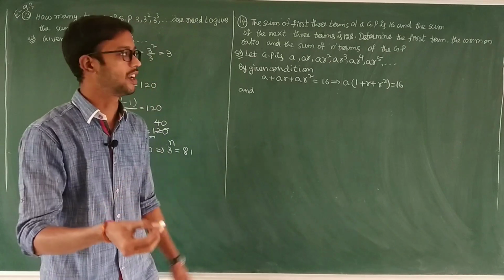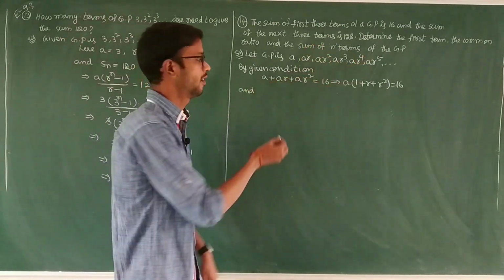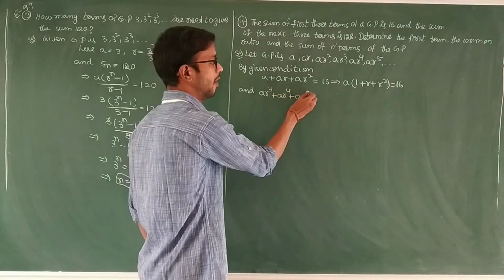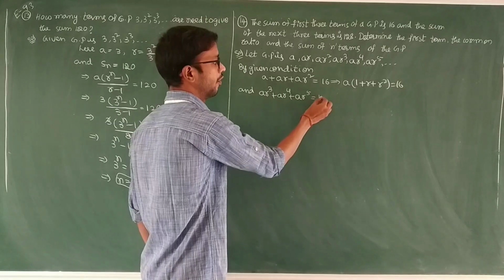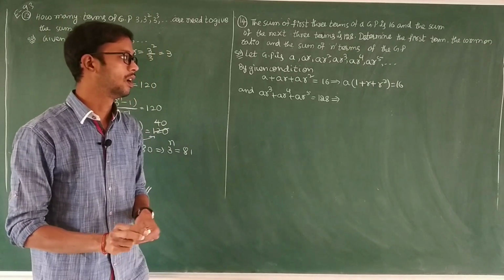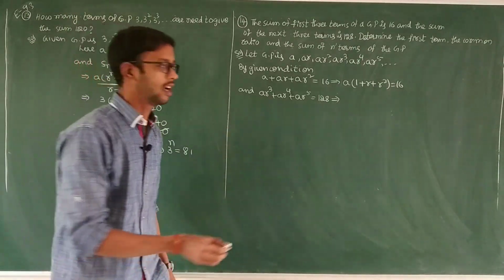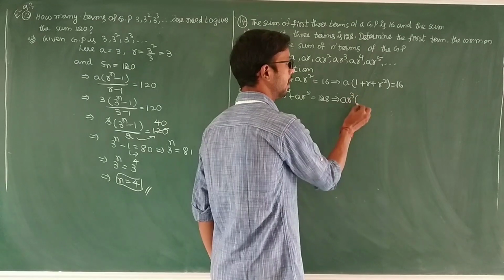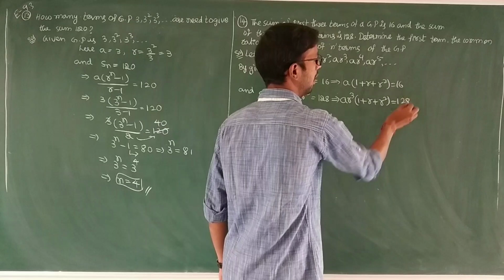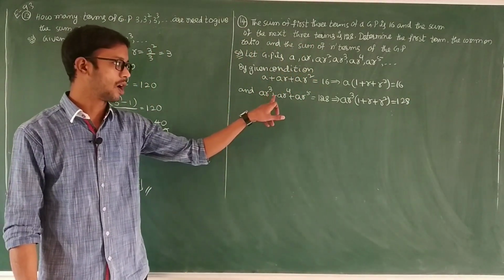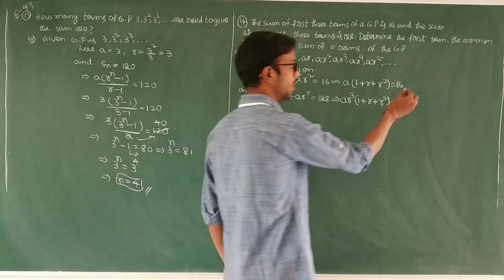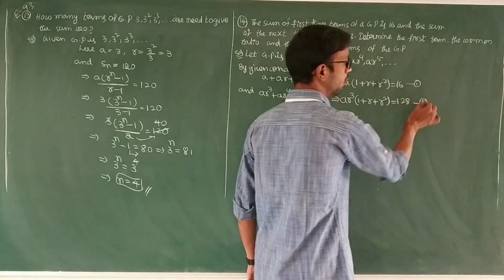Next one. Sum of the next three terms. First three completed. Next three, what is that? ar cube, ar power 4, ar power 5 is equal to 128. So what can we take common here? Here ar cube we can take common. ar cube into 1 plus r plus r square is equal to 128. r cube common taking. Cube gone means 1 will be there, then r, then r square. So now I take this one as equation 1, and this as equation number 2.